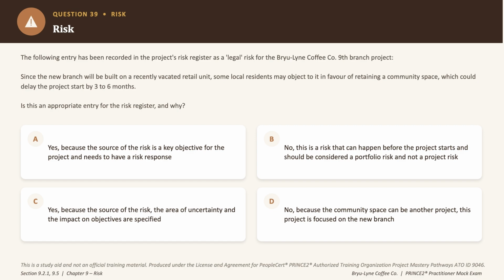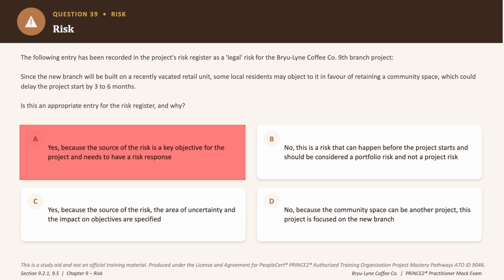Okay, so let's look at the options one by one. Option A says yes, but justifies it by calling the source of the risk a key objective needing a response. Okay, now that's not quite right, okay, because the source is the cause, okay, not the objective itself. So an incorrect answer choice.